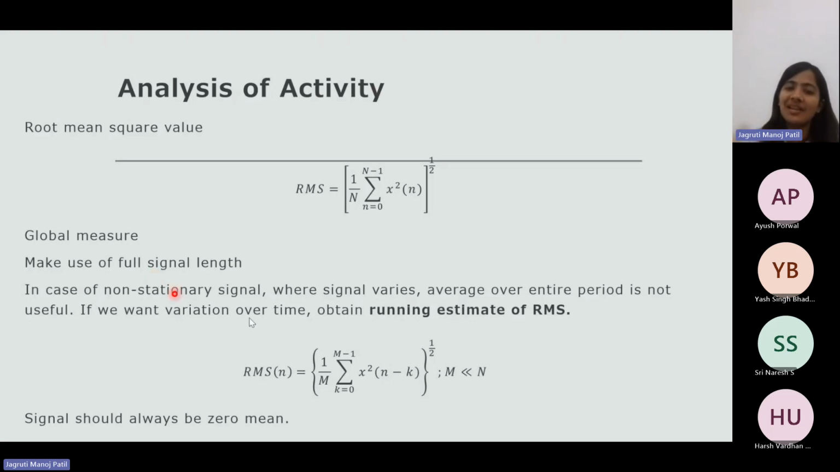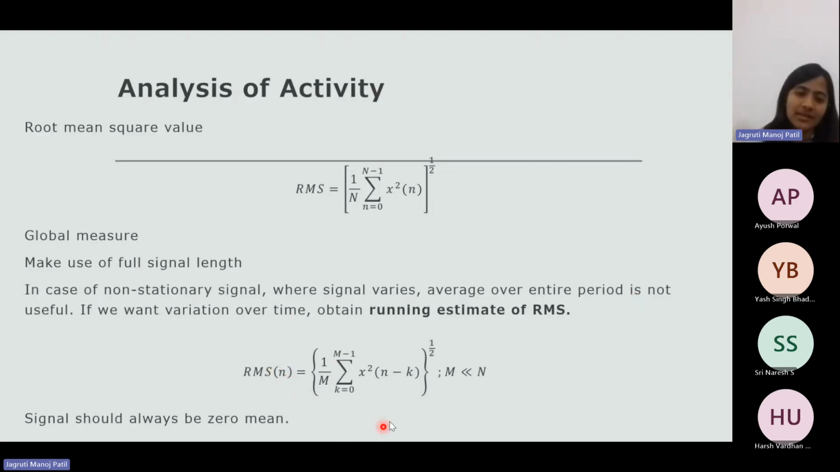Over here the signal length will vary, because you are taking the entire signal length into consideration. So the average over the entire period is not that useful, because normally during pre-processing, unless the mean is significant or you have information about the mean of the signal, you blindly remove the average from your signal. If you want the variation over time, you find the running estimate of the root mean square, which varies at instants of time.